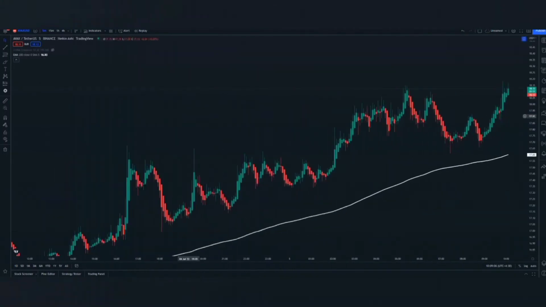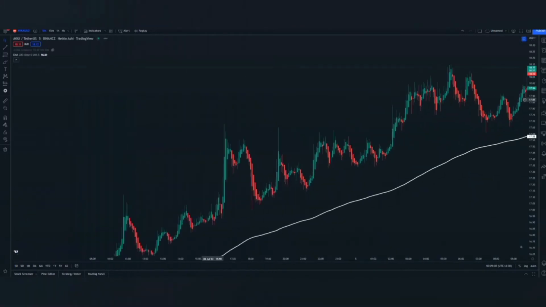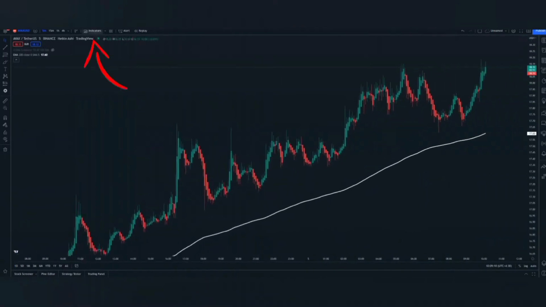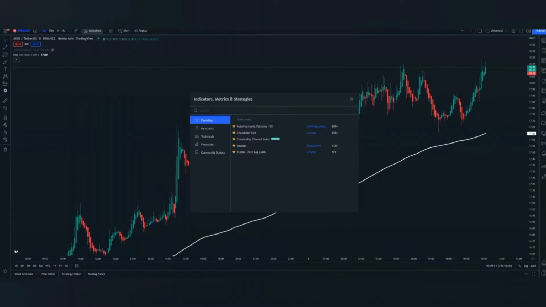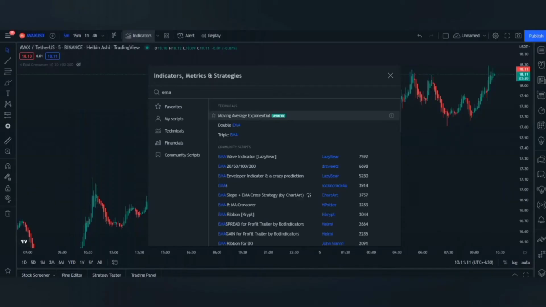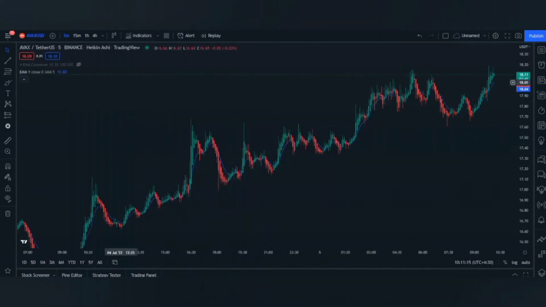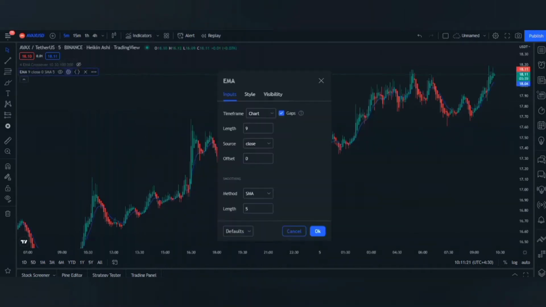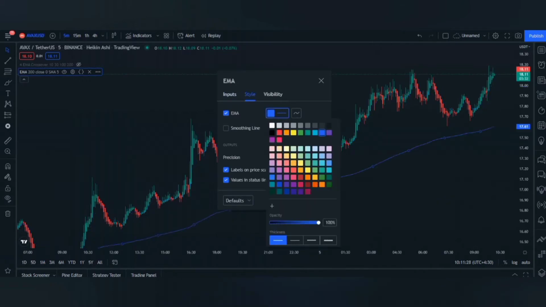Step 2. Adding indicator in our chart. Click the indicator button in TradingView. Then search EMA. Then click the moving average exponential to add it in our chart. Then go to settings and change the length to 200 and change the color to white to see it easily.